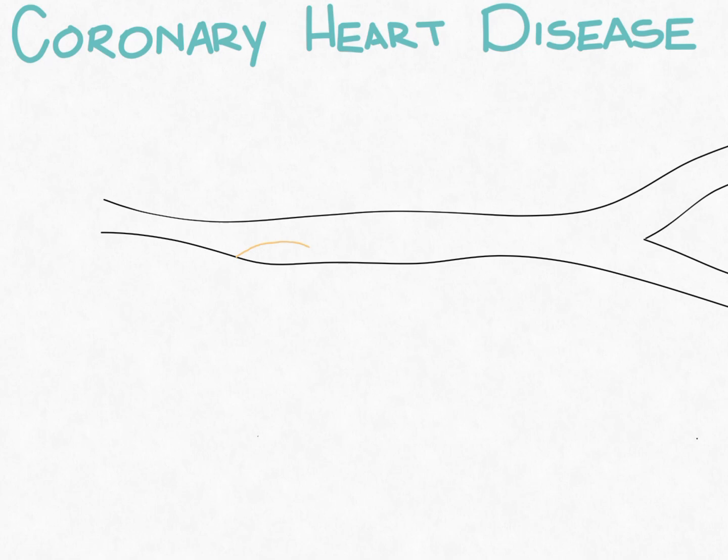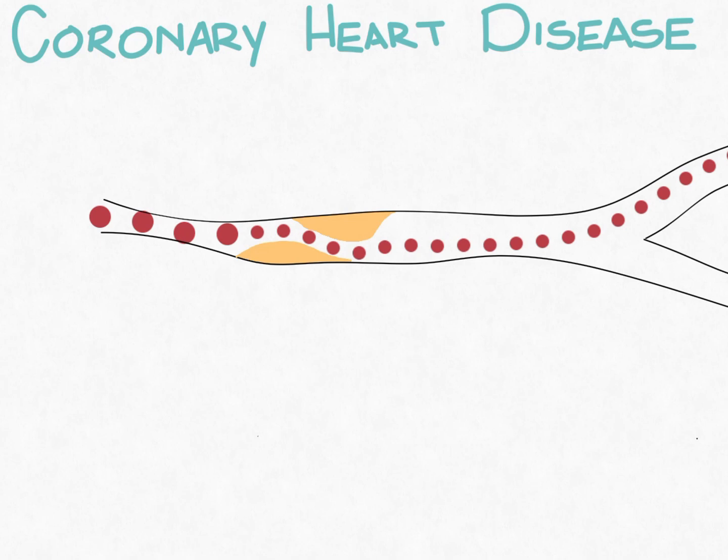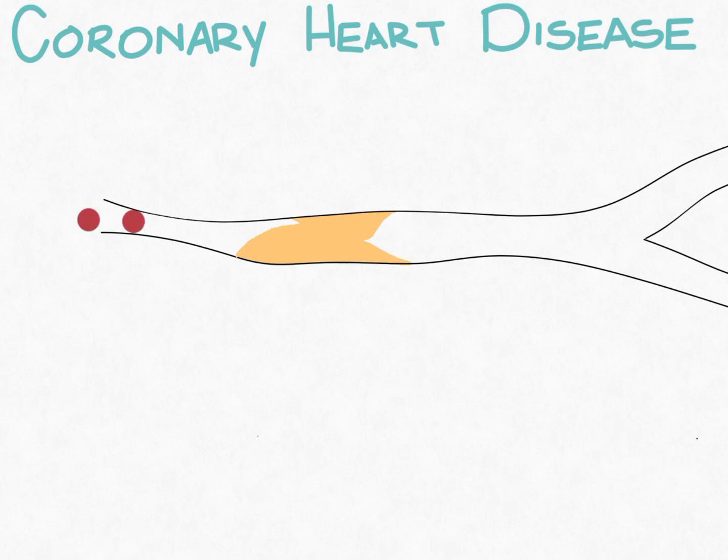Now, a partial blockage of the coronary arteries creates a restricted blood flow to the cardiac muscle cells, and this can result in severe chest pain. This is called angina. Now, if we have a complete blockage, it means cells in that area of the heart will not be able to respire and can no longer contract. Now, this leads to a heart attack.